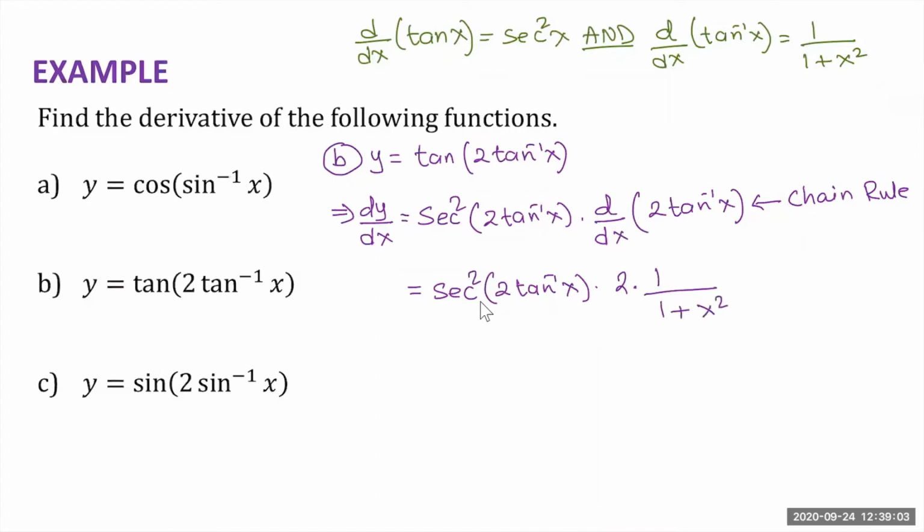Now after this, we don't have much to simplify. In the numerator, we have 2 times 1 times secant squared of 2 tangent inverse x. So 2 times 1 is 2 multiplied by that quantity. So 2 secant squared of 2 tangent inverse x. And in the denominator, we just have one quantity, which is 1 plus x squared. And this is the derivative of the function y equals tangent of 2 tangent inverse x.